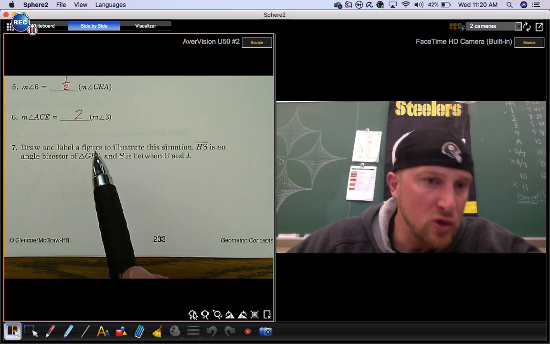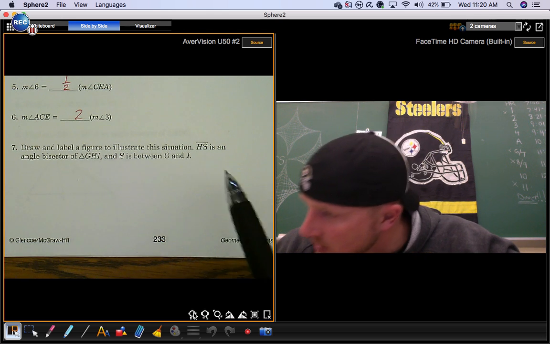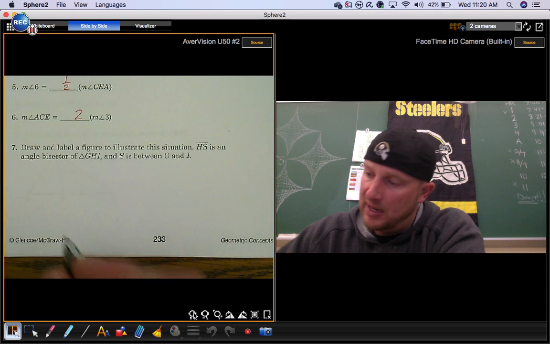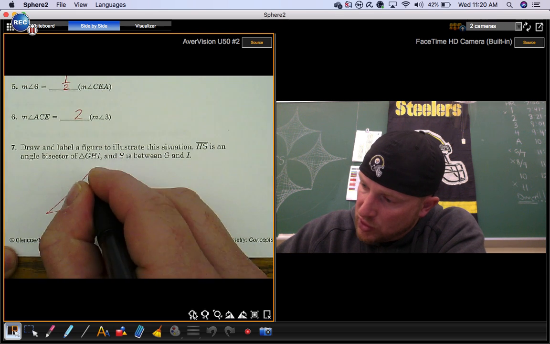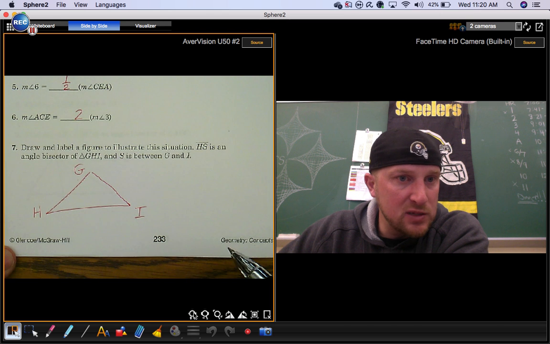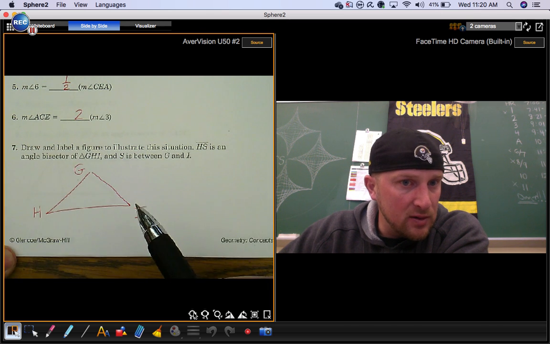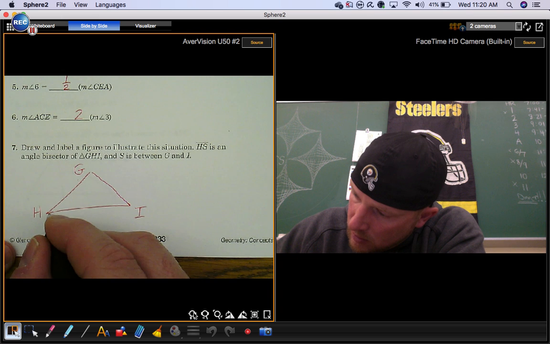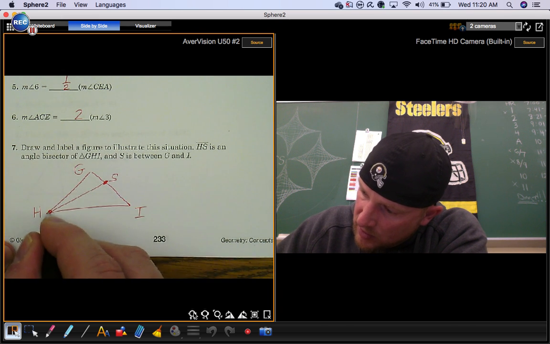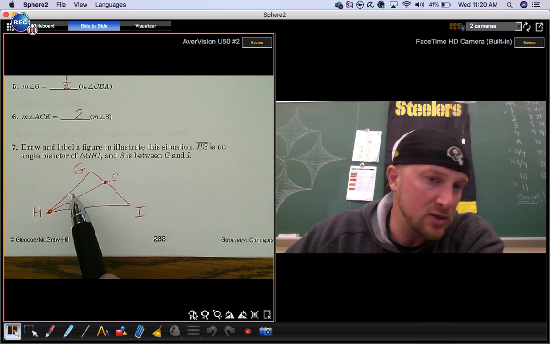Number 7, we're going to draw and label a figure to illustrate this situation. Segment HS is an angle bisector of triangle GHI. So I'm just going to draw a triangle and I'm going to put my vertices G, H, and I in any spot that I want. Segment HS is an angle bisector. So there's segment HS. I need to make sure it's an angle bisector, so I make sure those are the same.